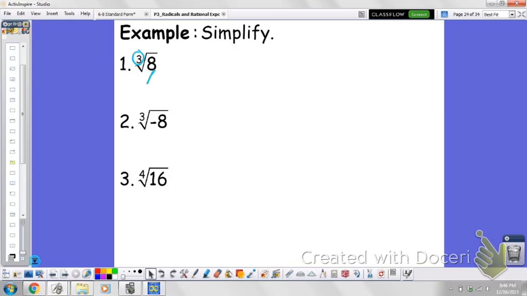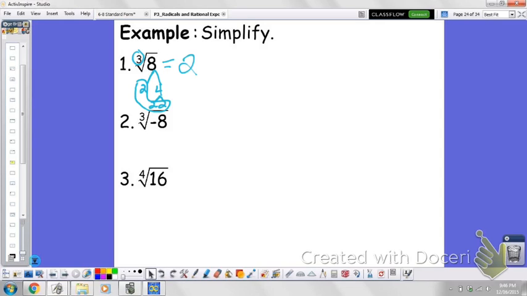So let's split up 8. Well, that splits up into 2 and 4. 4 splits up into 2 and 2. Well, we have a group of 3. So I know that the cube root of 8 is 2.